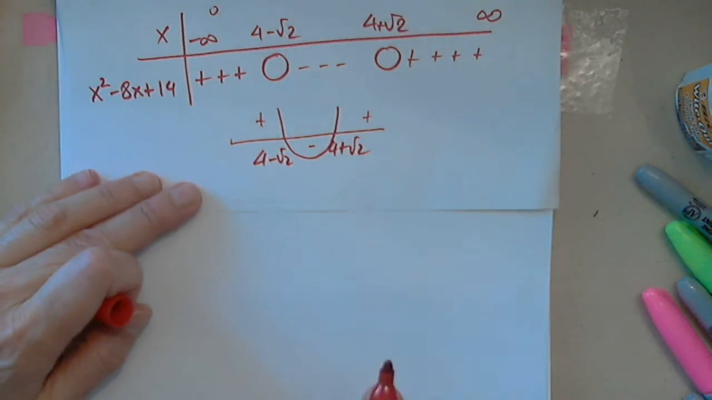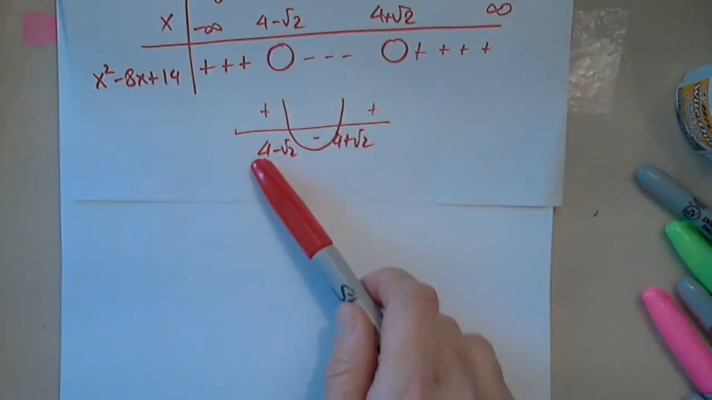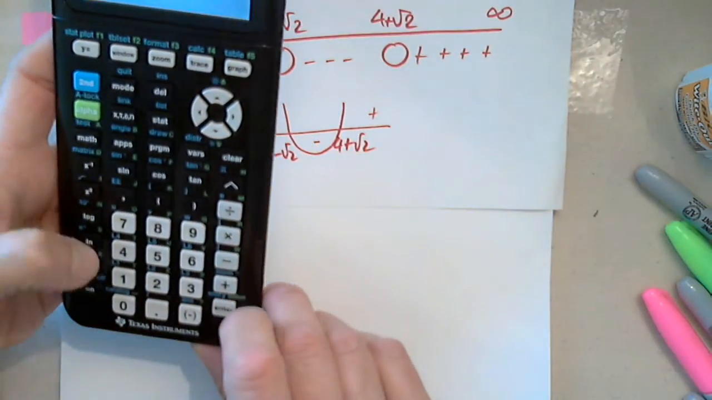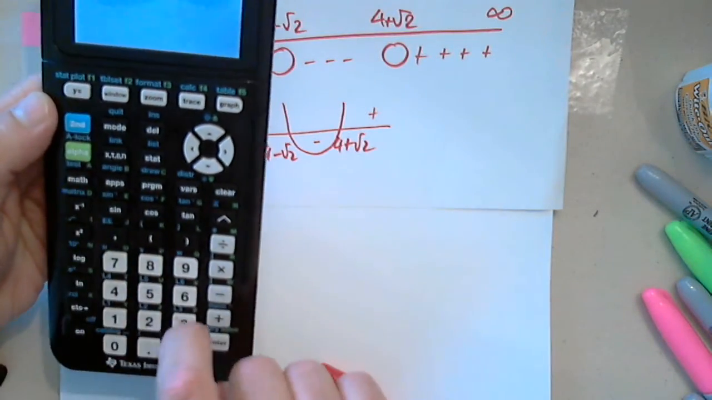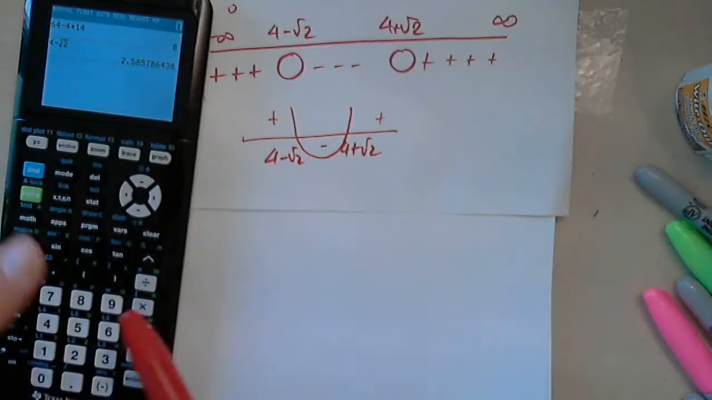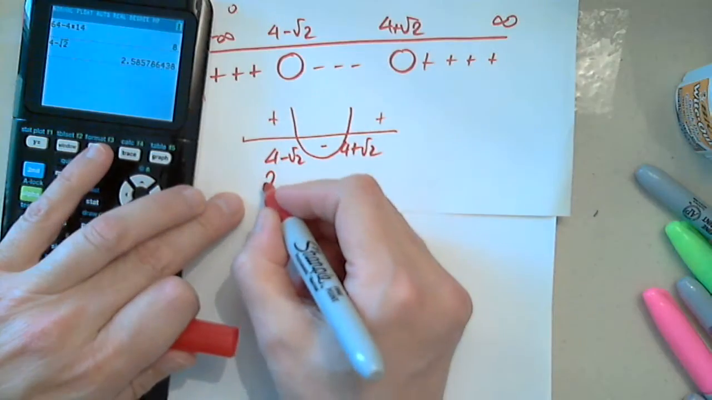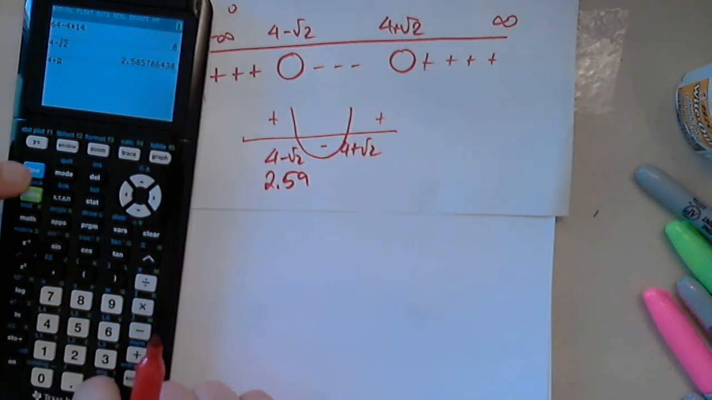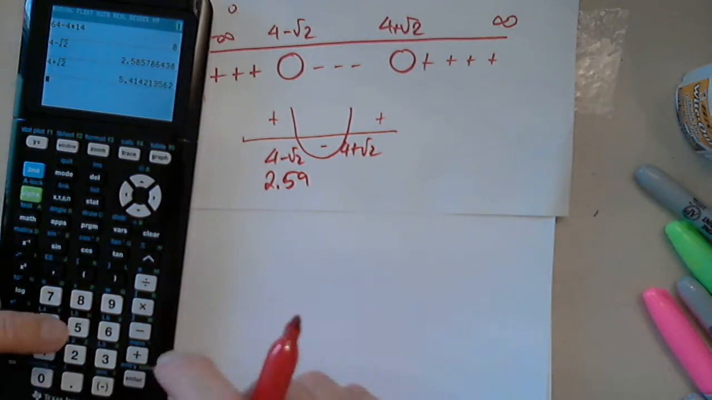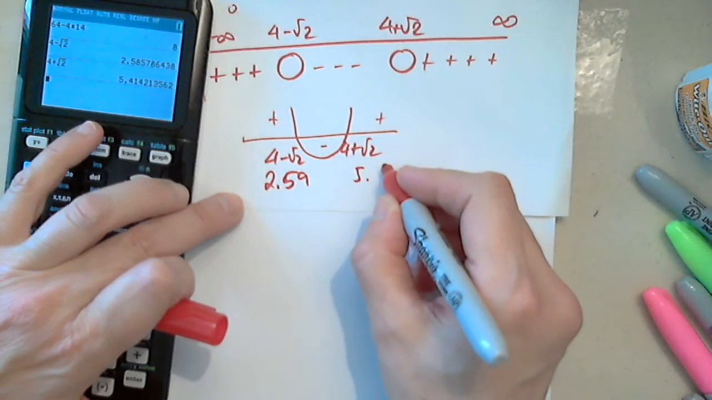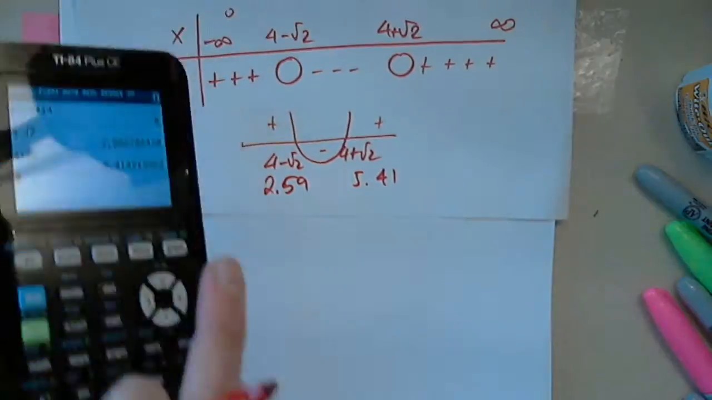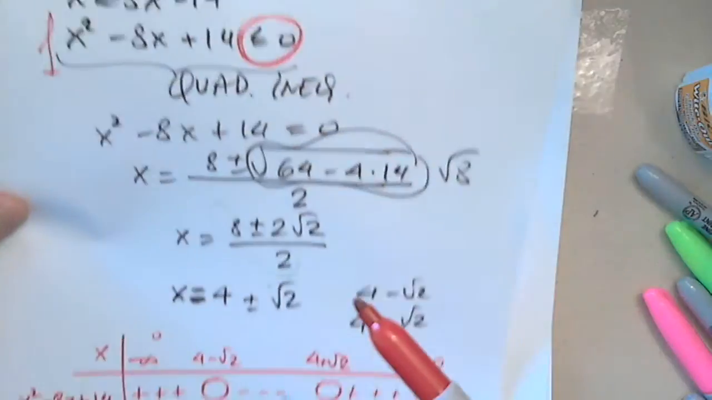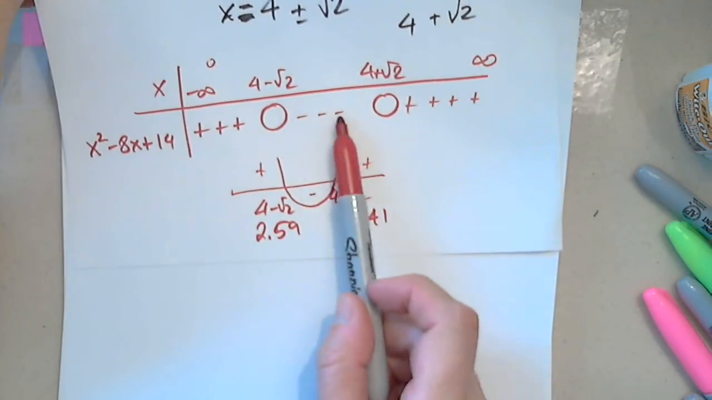I don't know how they want the answer, but we can definitely approximate these numbers. Oops, not with my cell phone. 4 minus the square root of 2 is 2.59. And the other one, 4 plus the square root of 2, is 5.41. Because I want less than or equal to, this is between these two.